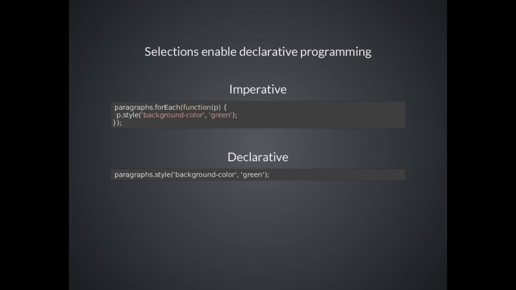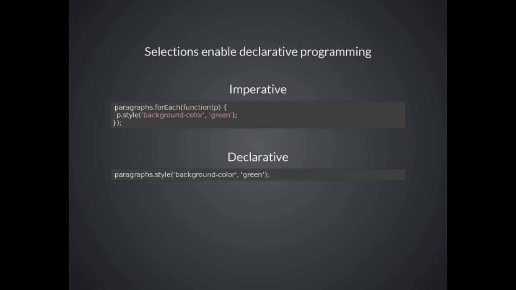If we wanted to set the background color like I did imperatively, we might think of something like this, paragraphs.forEach, and then for each paragraph we can set its background color. But with selections, because they're this higher level thing, this managing object, and they know about all the paragraphs, we can write code declaratively. What do we want to do? We want to set the background color of all the paragraphs. So we have a selection that represents all the paragraphs, and we just set the background color to green, right?